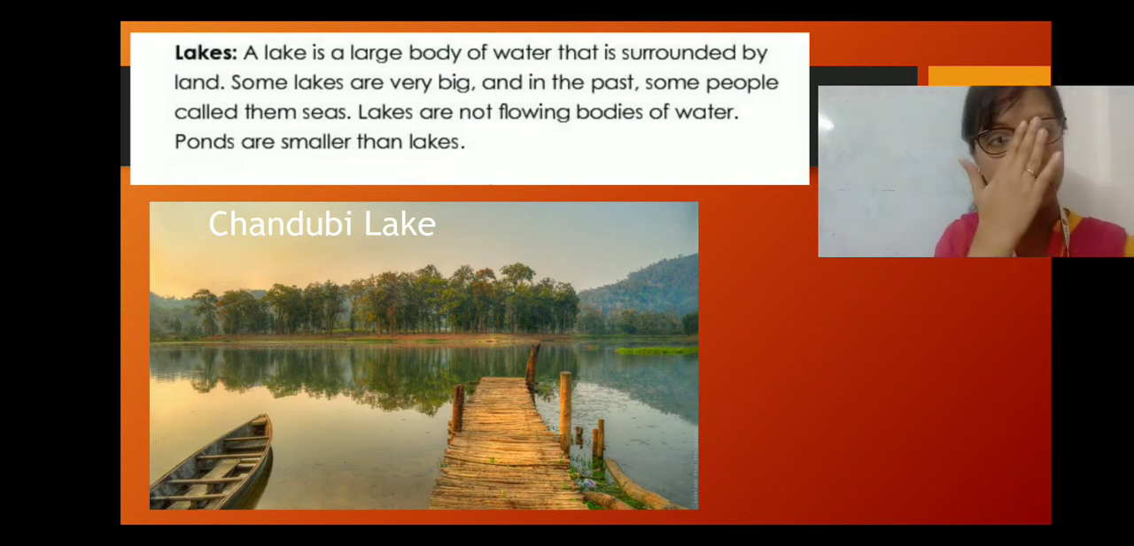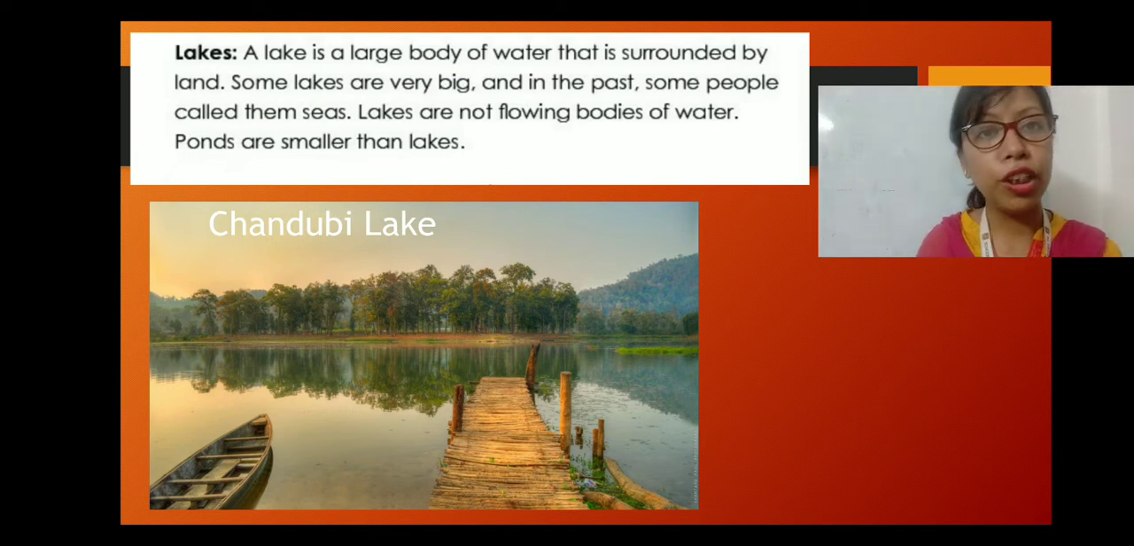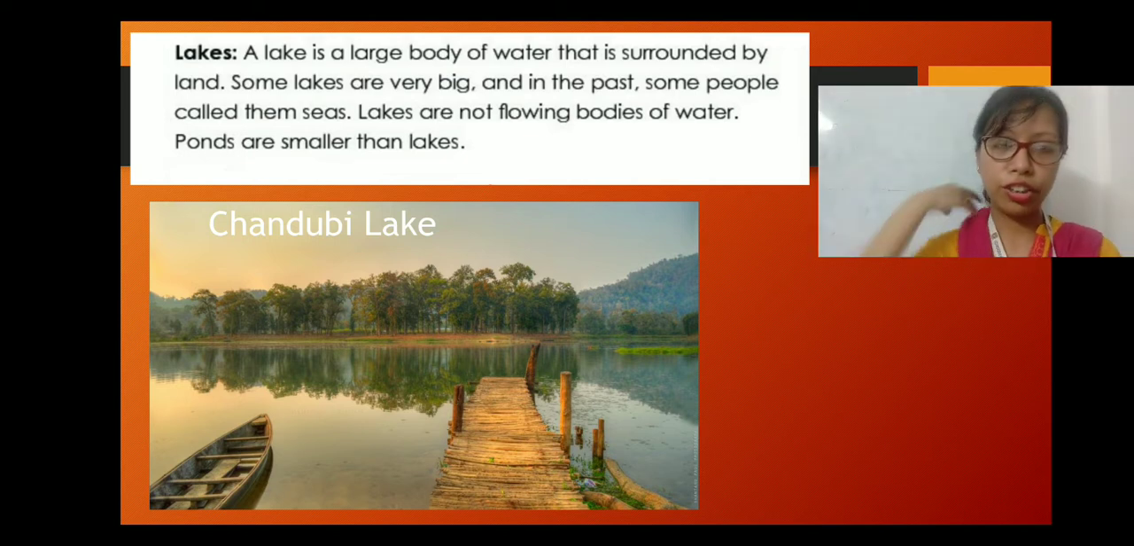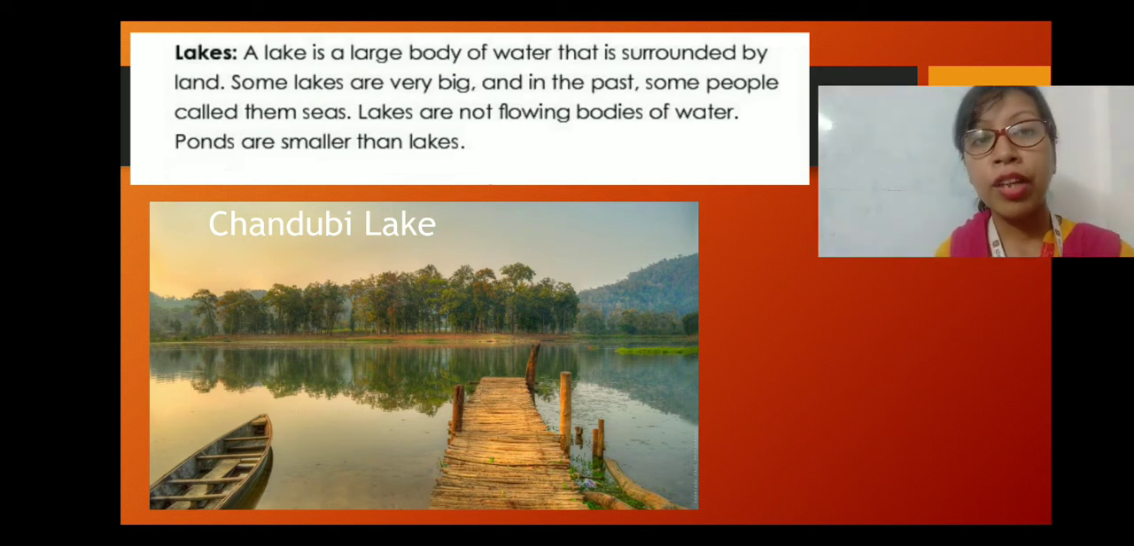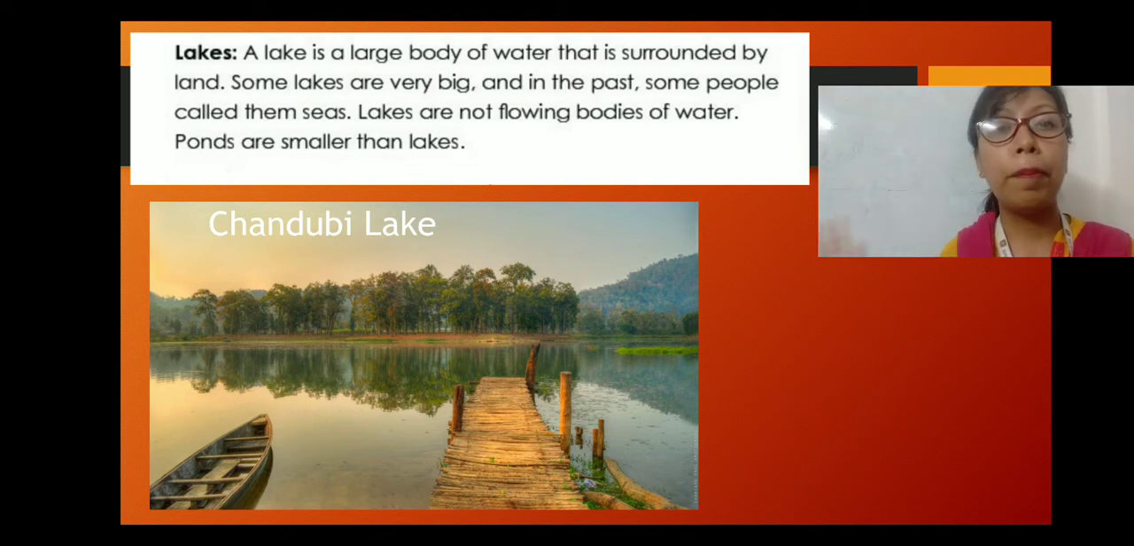And what are ponds? In Assamese we call ponds pukhuri. If you visit a village, it is a very common sight that people have a pond, a pukhuri, in front of their house or at the back of their house. That is their own pukhuri or pond. Now ponds are smaller than lakes. This is a picture of the very famous Chandubi Lake, which is in Guwahati, right? If you have ever visited Chandubi Lake, then you will surely know that this is a big lake.